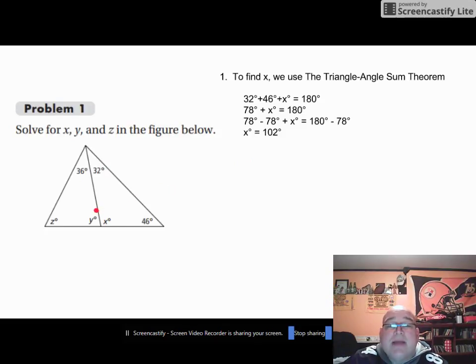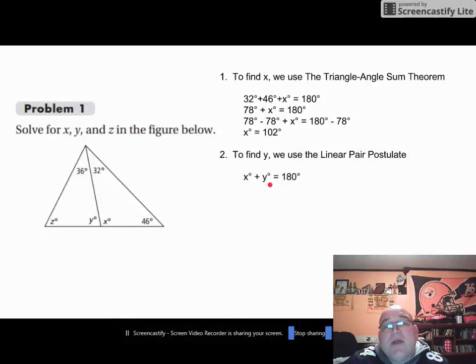Next, we'll find angle y. We'll notice that x and y happen to form a linear pair that we learned about earlier. Two adjacent angles with a common side and a common vertex. And by the linear pair postulate, all linear pairs are supplementary, which means that angle x plus angle y must equal 180. Well, back here in step 1, we just discovered that x equals 102, so I'm going to substitute that 102 in for x. 102 plus y equals 180. By the subtraction property, we can subtract 102 on both sides. And we discover that y would equal 78 degrees.